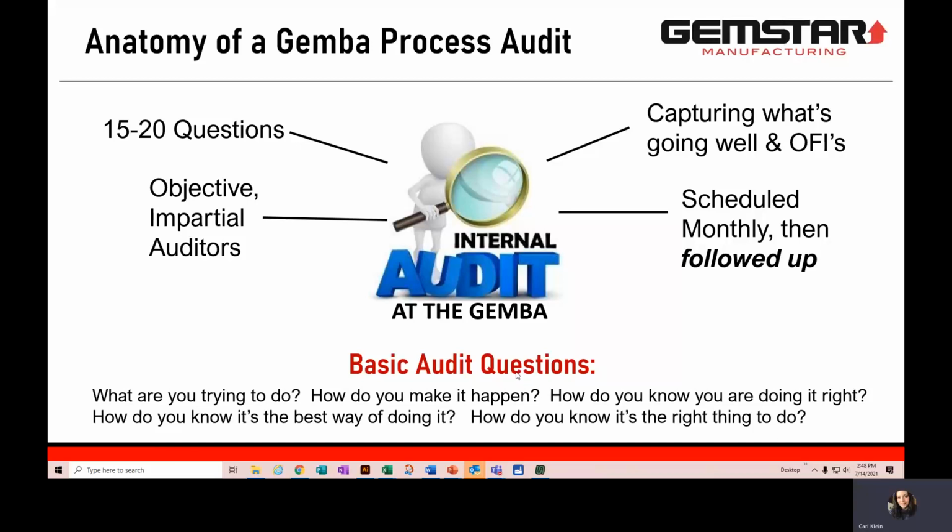Basic audit questions that you'll see on the checklist are variations of these types of things. Now they are tweaked more specifically to the shop floor area, but stuff like, tell me, what are you doing? What are you trying to do? How do you make this process happen? Questions like, how do you know that you're doing this right? What's your gauge? What's your measurement? Tell me about your inspection process. How do you know this is the best way to do something? How do you know it's the right thing to do? So it's investigatory. It's taking a closer look at just how things are done.